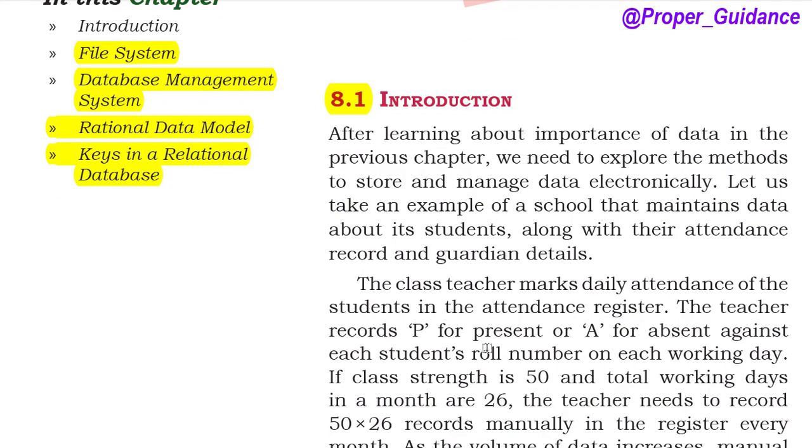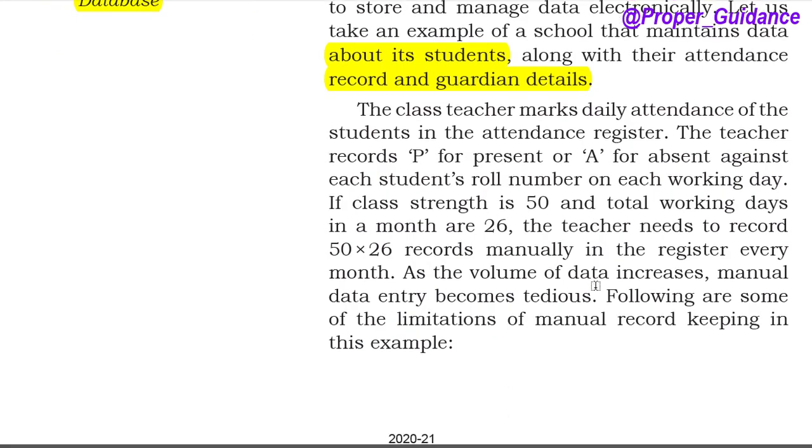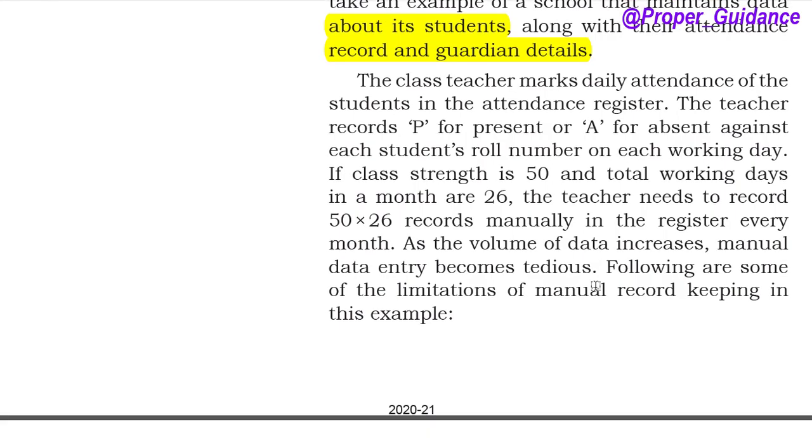After learning about the importance of data in the previous chapter, we need to explore the methods to store and manage data electronically. Let us take an example of a school that maintains data about its students, along with their attendance record and guardian details. The class teacher marks daily attendance of the students in the attendance register. The teacher records P for present, A for absent against each student's roll number on each working day.